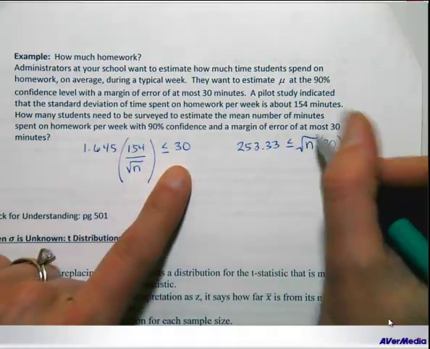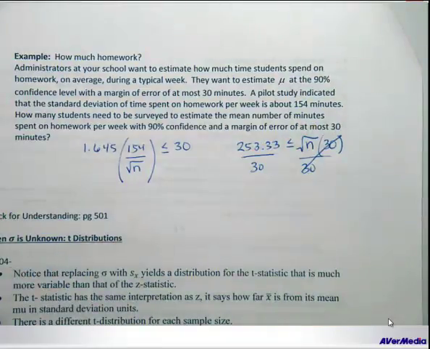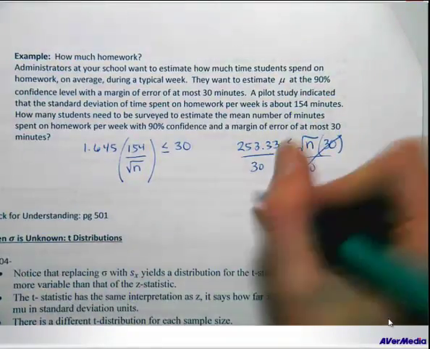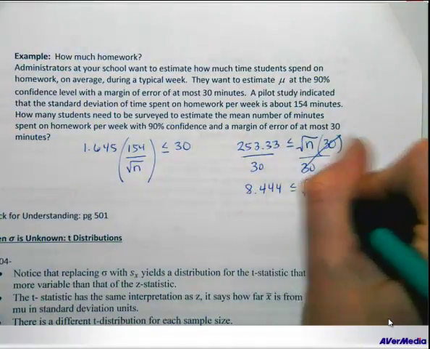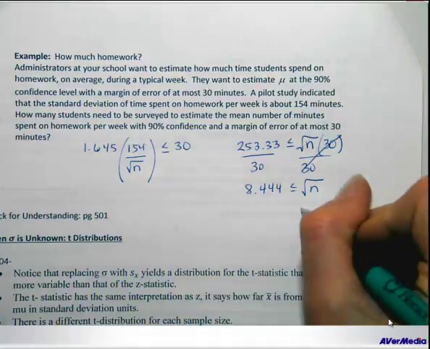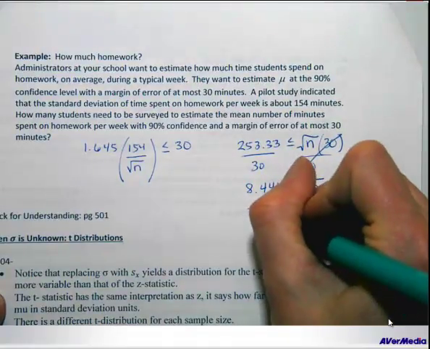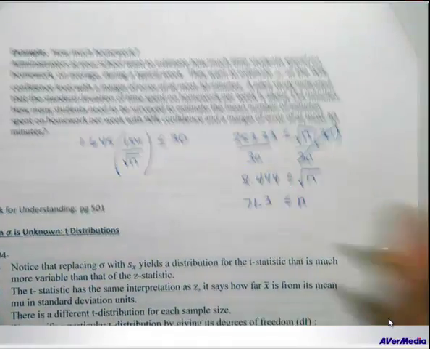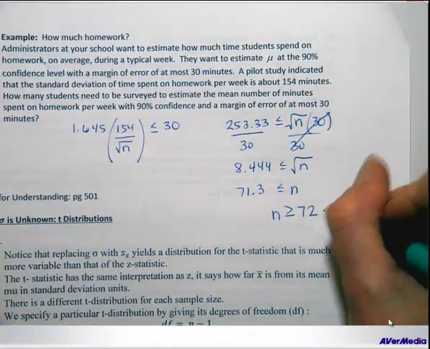So then, when I take and divide 253.33 by 30, I get 8.444 less than or equal to square root of n. And then I'm going to square that number. So I get 71.3 something. So we want n to be greater than or equal to 72 students.